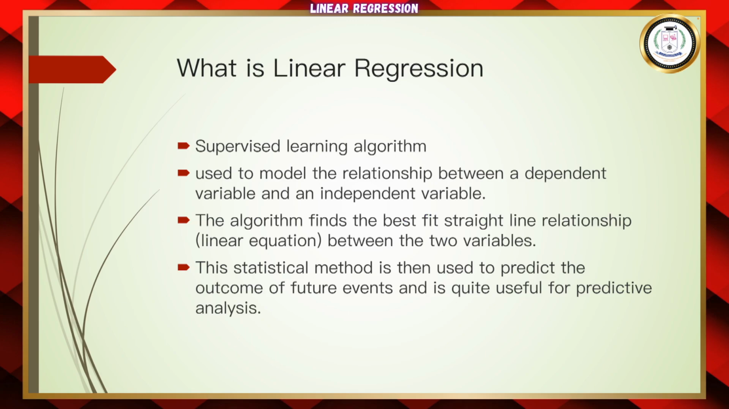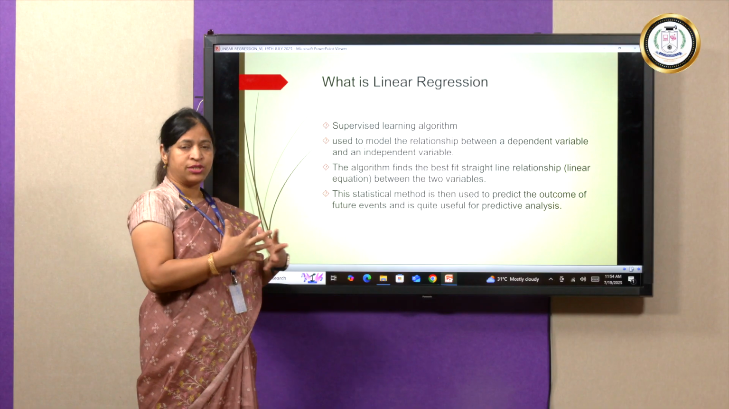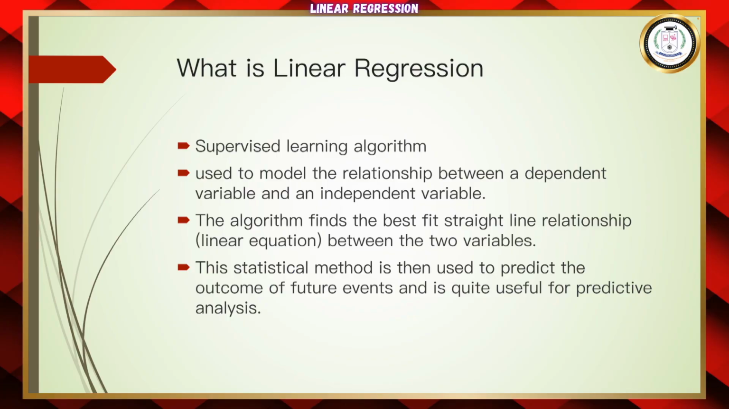Linear regression is a supervised learning algorithm which is used to model the relationship between two variables, that is the x parameter and the y parameter. It aims to find the best fit line which helps us to find the relationship. It is a statistical method which is used to predict the outcome of unseen data in the future.